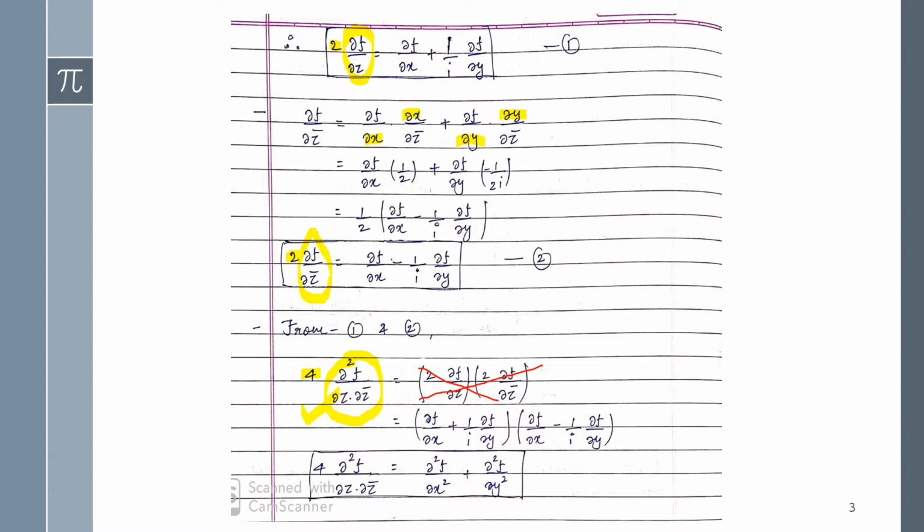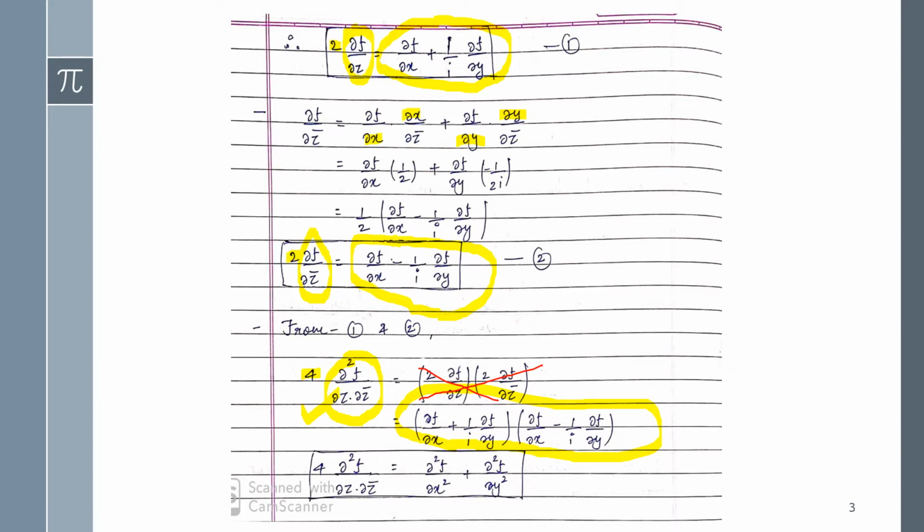So similarly, of course, at the RHS also we will multiply both the terms, right? So this one will be del f upon del x plus 1 upon i del f upon del y into the other bracket, that is, this one multiplied by this one component, and this one I have written here. You can observe this guys.